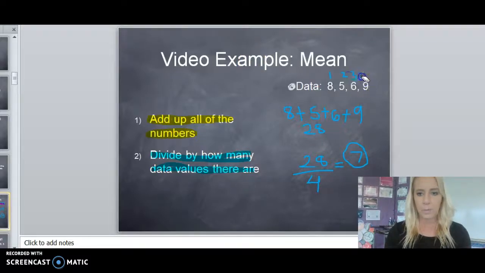So for example, if I'm running a camp or a small lesson with 4 kids, the first kid is 8, the second kid is 5, the third kid is 6, and the fourth kid is 9. I want to know, on average, how old are these students that I'll be working with. So on average, they're about 7.